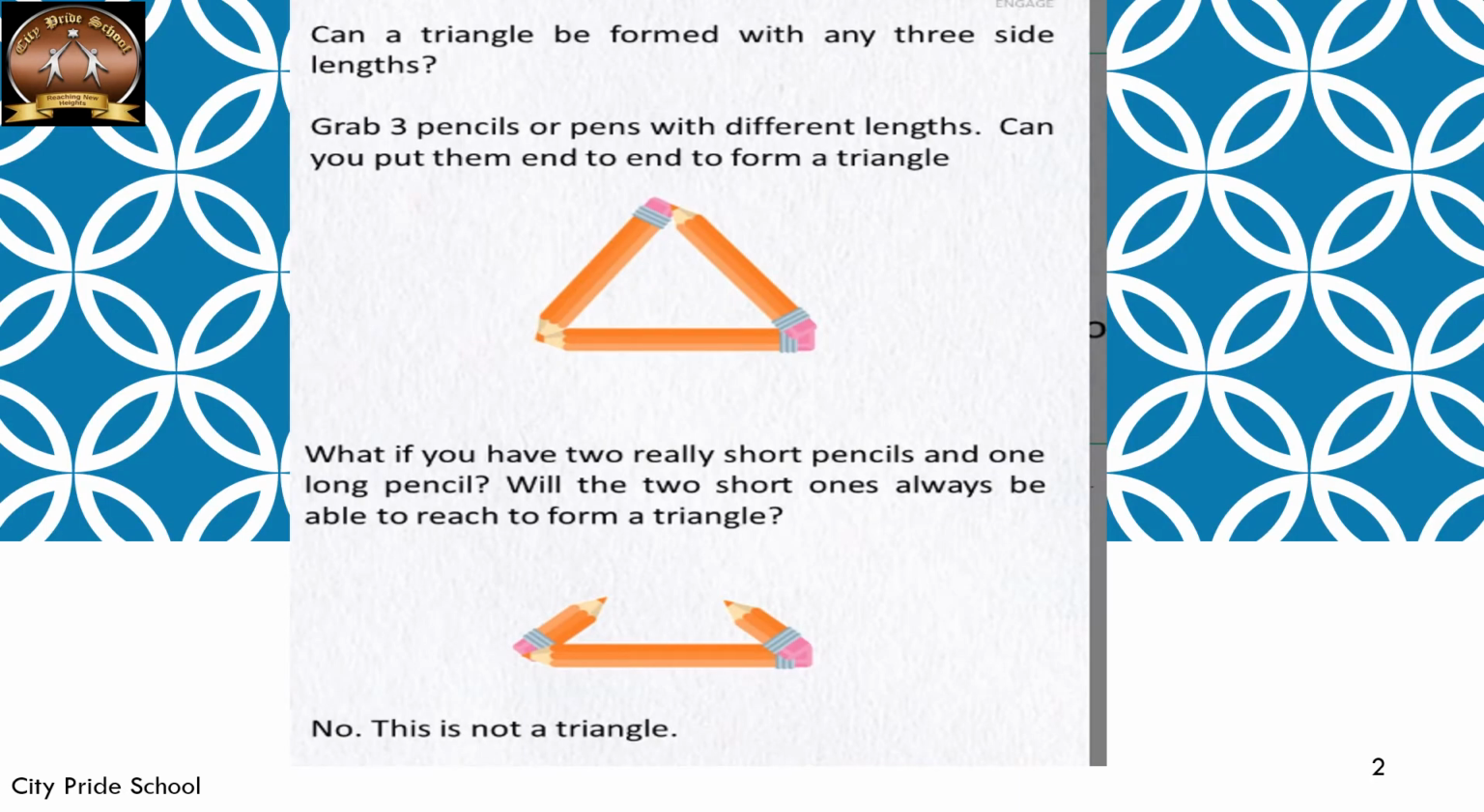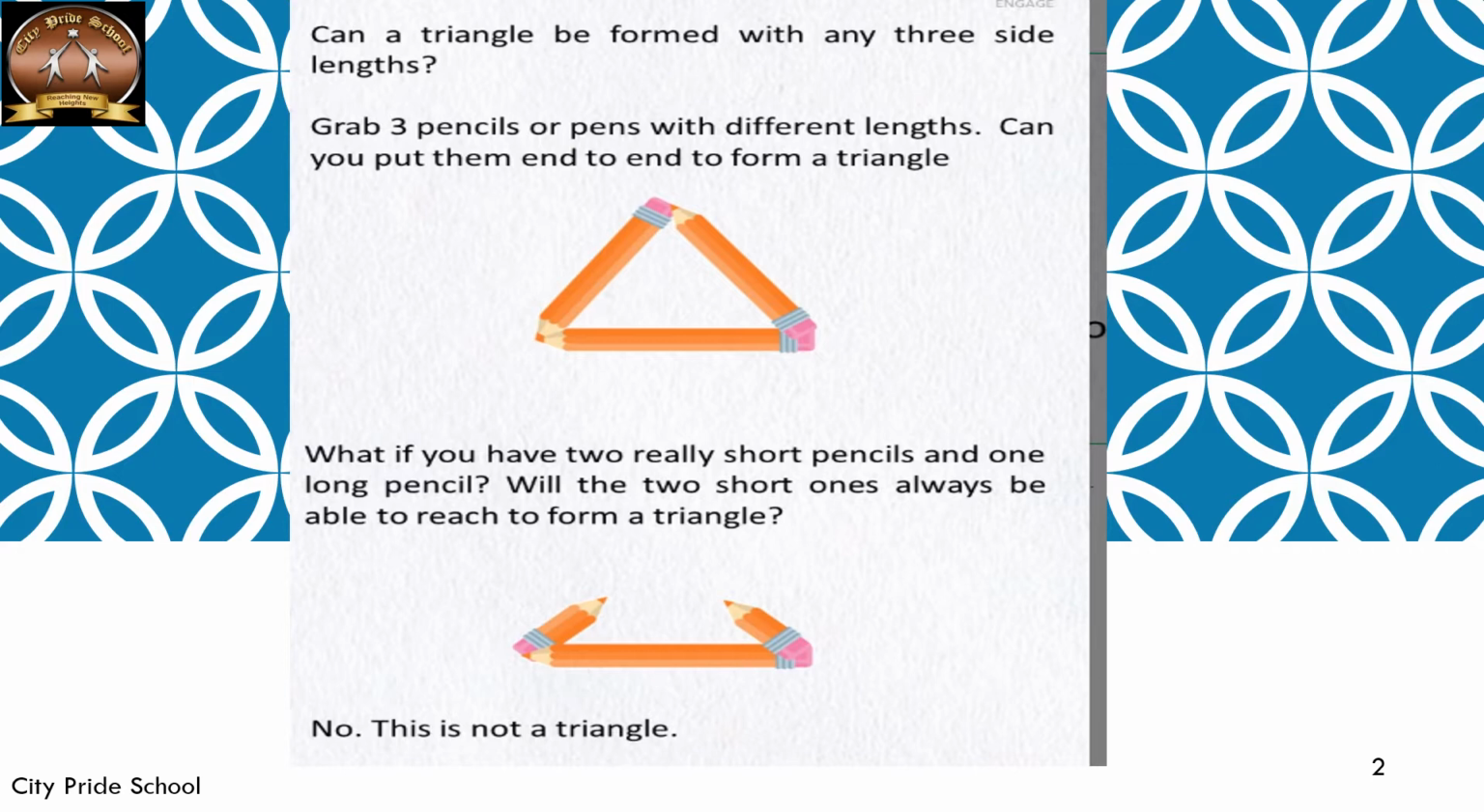Now we'll see one more property of triangles. Observe these figures neatly. In the first figure, what do you observe? And in the second figure, what do you observe? It is related to the lengths of the pencils, right? In the first figure, three pencils are of different lengths. If you put them end to end, they form a triangle, as you can see in the first figure. Then what about the second figure?